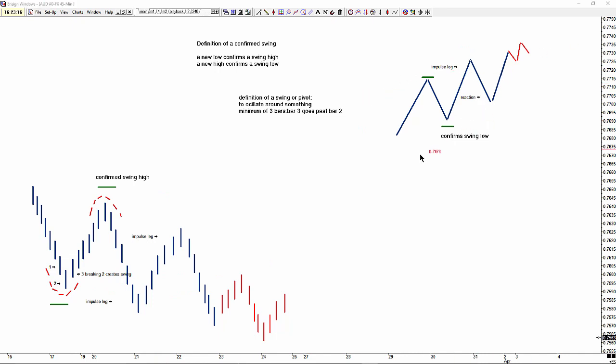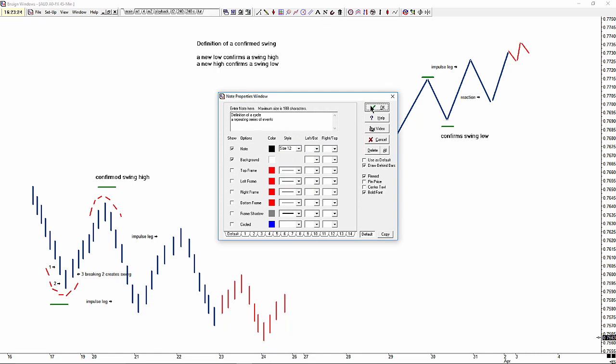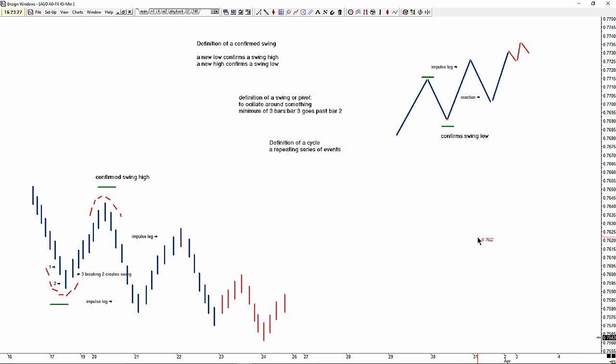Now, since I'm speaking in legs, I'm speaking in process. So the next thing we want to understand is what happens when these legs finish doing their thing, okay? So we're going to talk about a cycle. The definition of a cycle is real simple. It's just a repeating series of events.